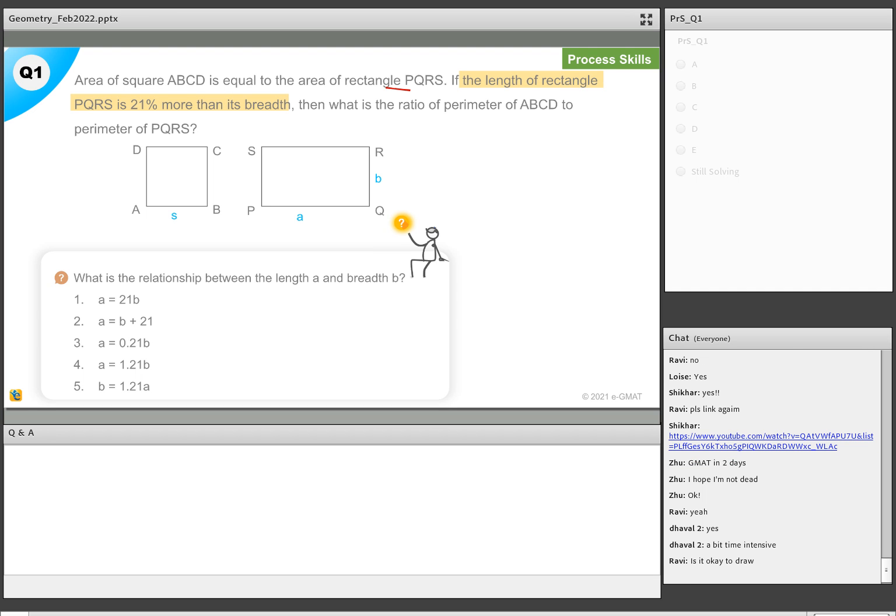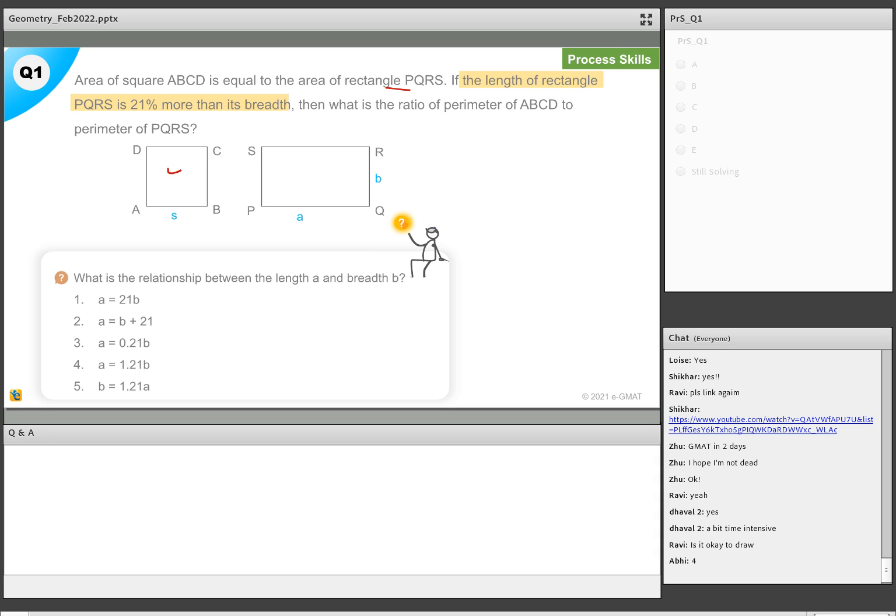The minute you read area of square ABCD is equal to area of rectangle PQRS, immediately this should have come to your mind. So there is a square, there is this rectangle, right? Is it okay to draw? Absolutely. You should, in fact. Geometry is that one section where you should be putting pen to paper and drawing the diagram. After that, your downstream life is usually easier rather than keeping everything in your mind. Unless your mind is so well compartmentalized and brilliant that you can retain a lot of information, I always strongly recommend for geometry, draw the diagram.